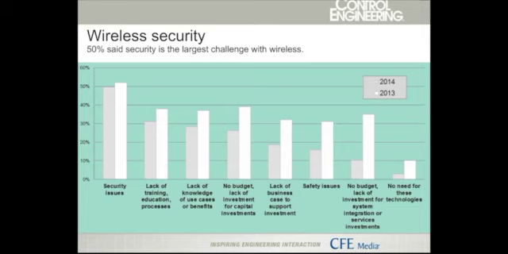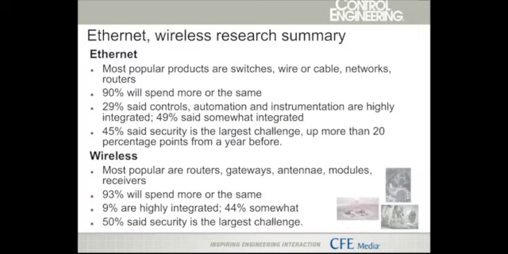Among challenges when implementing wireless technologies, security also topped the list, with about the same level of concern as the last survey. Security issues were 50%, lack of training, education, processes 31%, and lack of knowledge or use cases of benefit were 38%. Those were the biggest issues in adoption of wireless technologies, as indicated by the 2014 survey respondents.